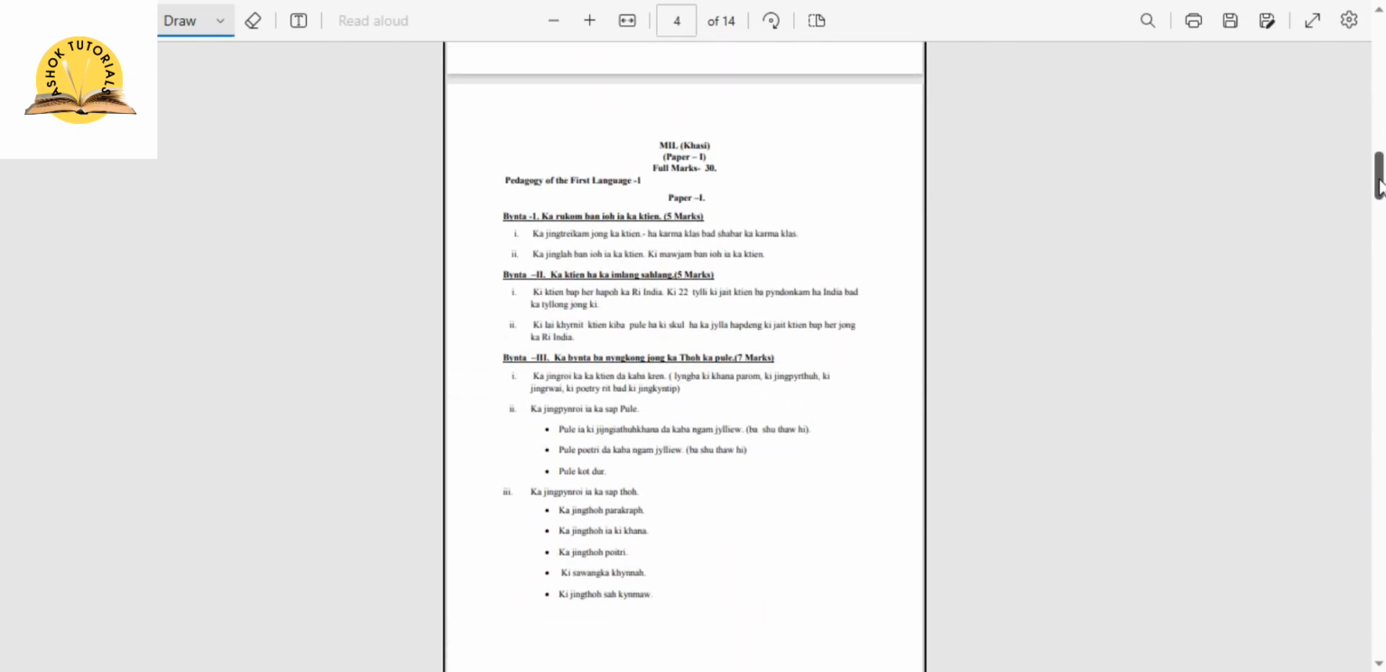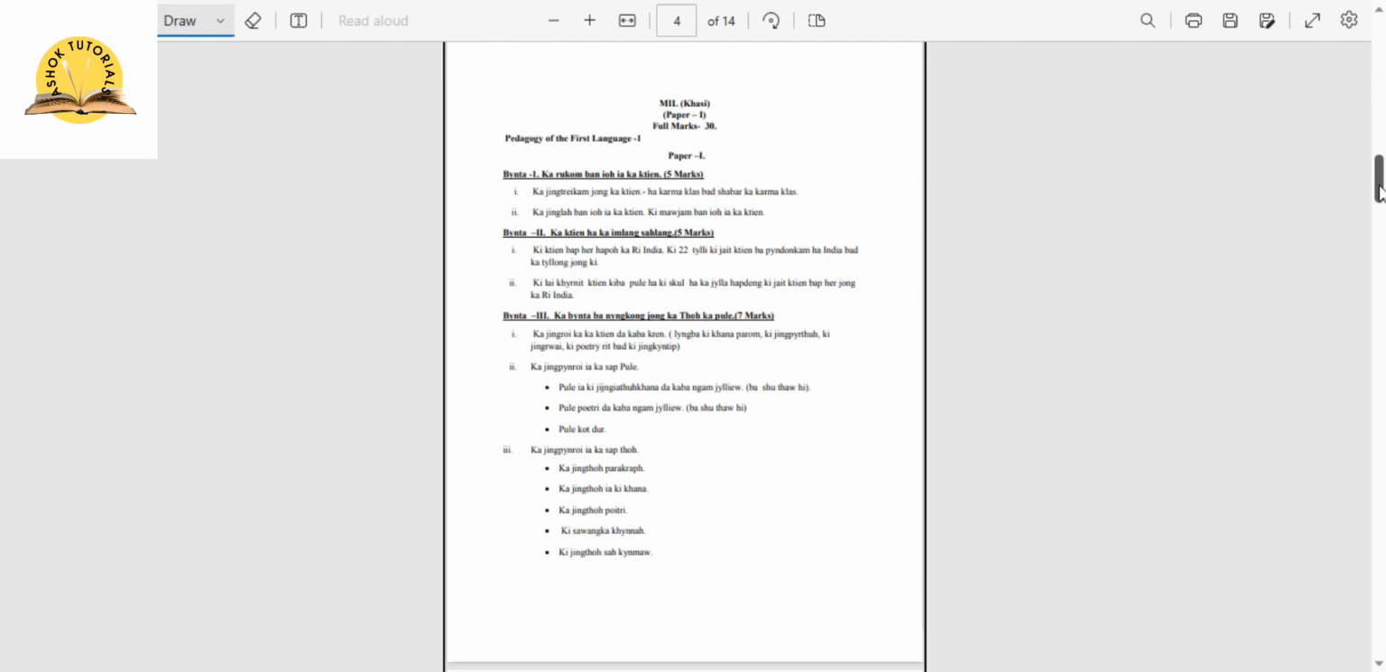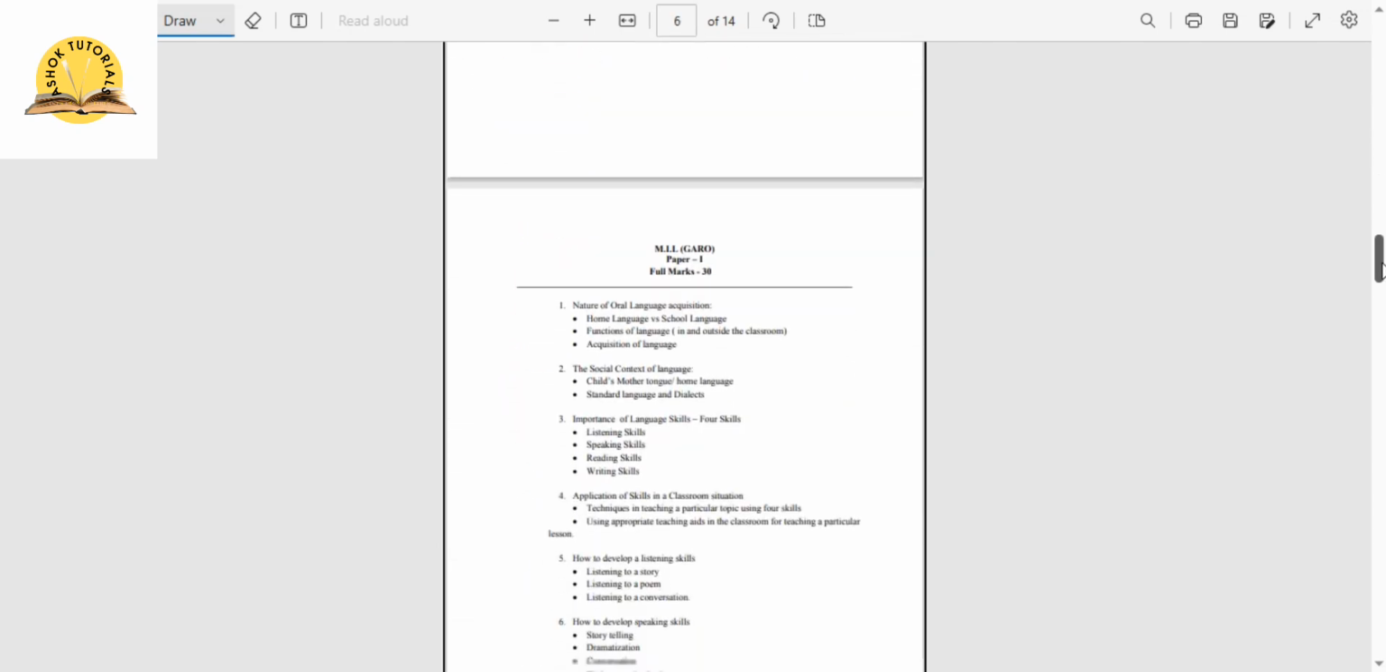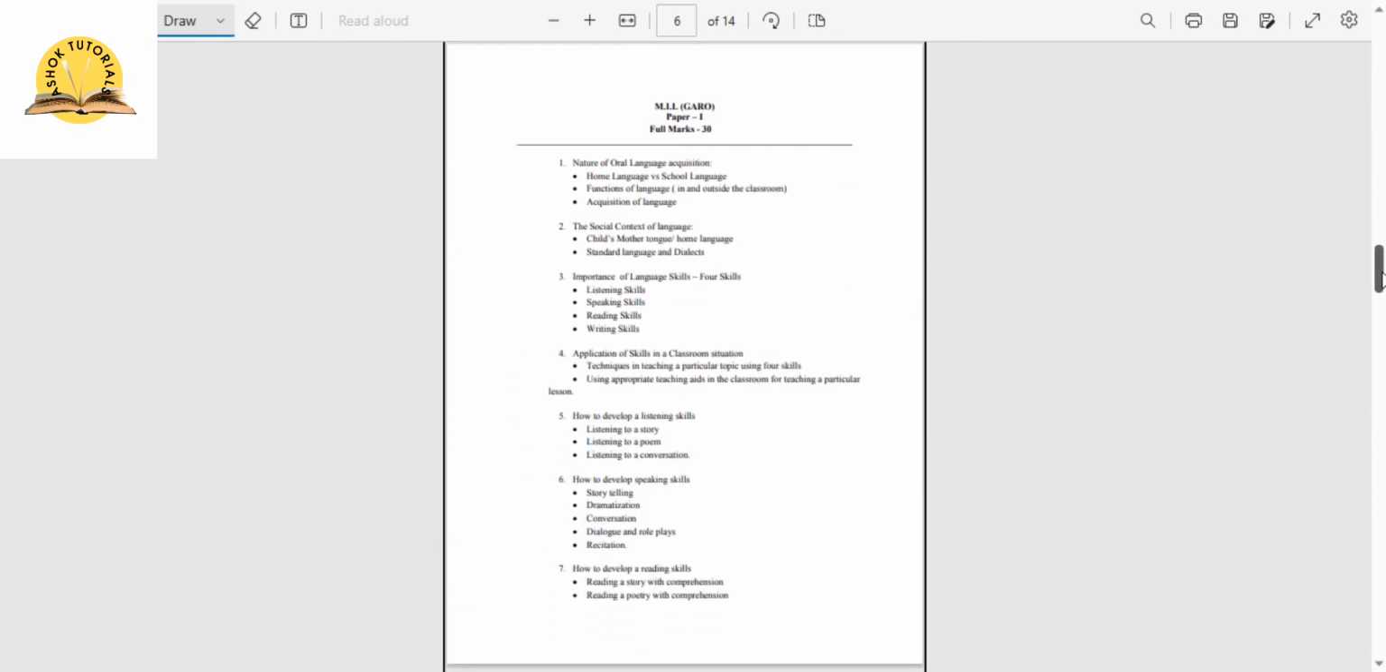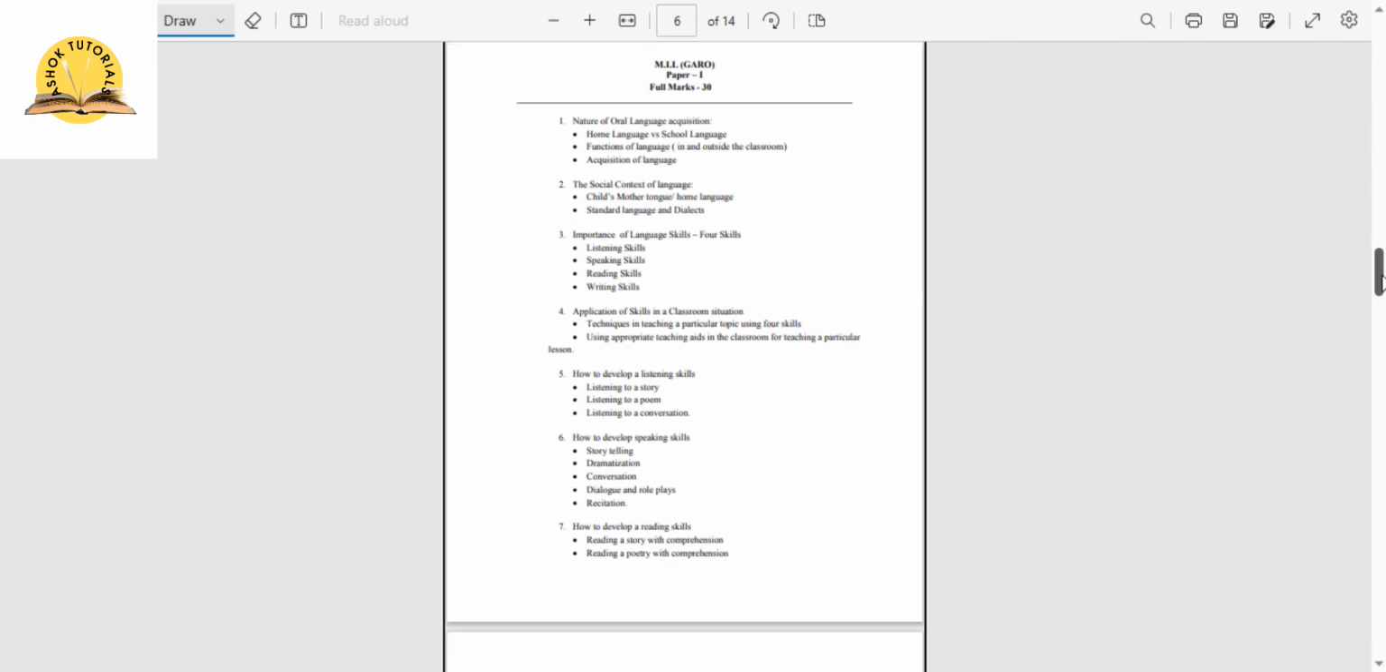Yes, the next subject is Khasi. As I told you, it can be Khasi, it can be Garo, it can be Nepali, it can be Hindi, it can be Assamese or Bengali. So those who prefer to write Khasi, they have to view this syllabus. Next, here we have MIL Garo. So those who want to write the Garo language, they have to choose Garo and prepare according to the Garo syllabus.